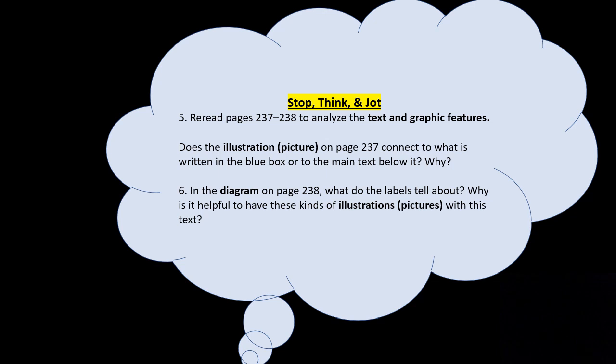Stop, think, and jot question number 5. Reread pages 237 to 238 to analyze the text and graphic features. Does the illustration or picture on page 237 connect to what is written in the blue box or to the main text below it? Why? Number 6. In the diagram on page 238, what do the labels tell about? Why is it helpful to have these kinds of illustrations or pictures with this text?